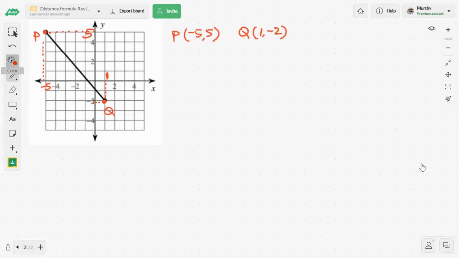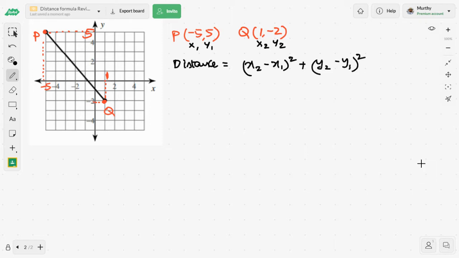Okay, so you can label them. It is always a better idea to name them as x1, y1, x2, y2. By writing this way, you can avoid a lot of mistakes. Now, let me write the distance formula first. Distance between two points is the square root of x2 subtract x1 whole square plus y2 subtract y1 whole square, everything under the radical sign.